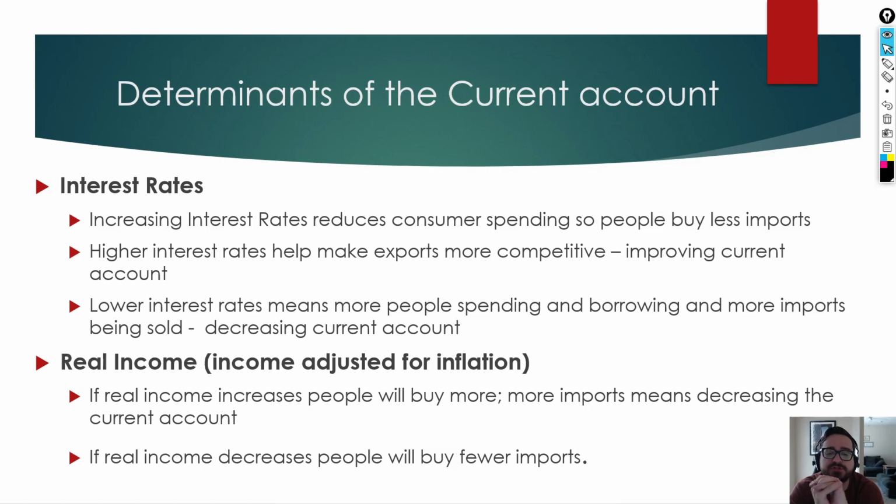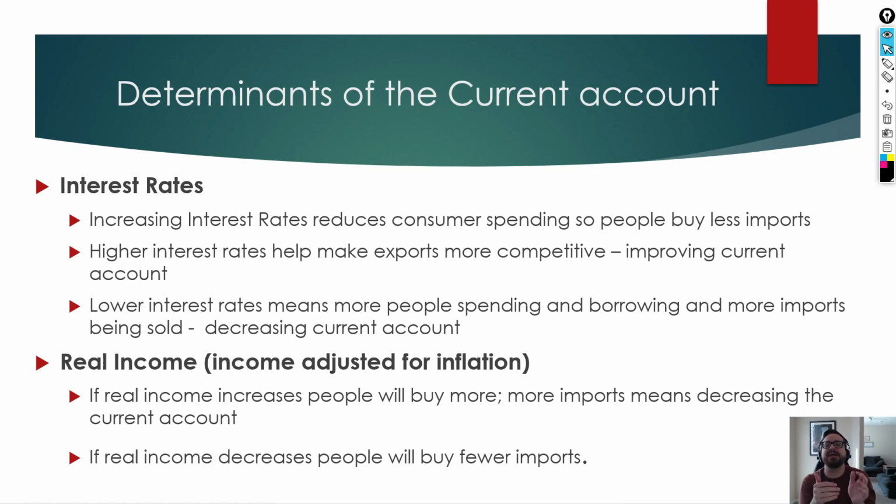Lower interest rates means we can spend more, borrow more, so we would also end up importing more, because when we're buying stuff, that includes imports, which would decrease or hurt our current account. Real income, so that's income adjusted for inflation. If that went up, people would buy more and import more, hurting the current account. If income goes down, people buy fewer imports, helping it.